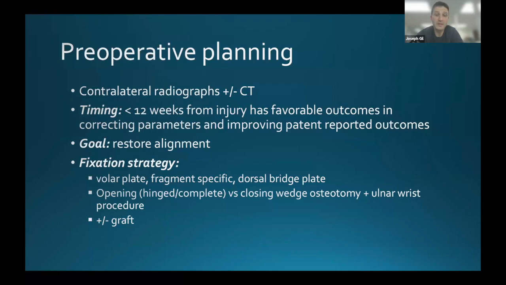And the closing wedge osteotomy is nice because you'll get compression across that correction. However, in a lot of situations, you will have that ulnar positive problem afterwards, where you have to do either an ulnar shortening osteotomy or SK or something to address the ulnar side, because a lot of times you're going to exacerbate that problem.